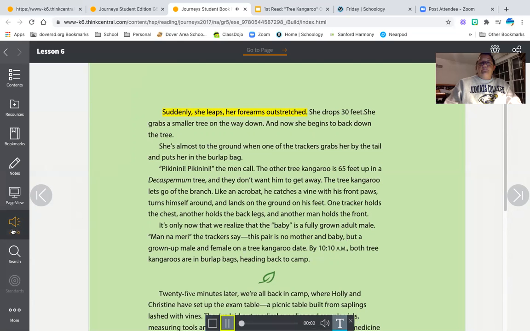Suddenly, she leaps, her forearms outstretched. She drops 30 feet. She grabs a smaller tree on the way down, and now she begins to back down the tree.